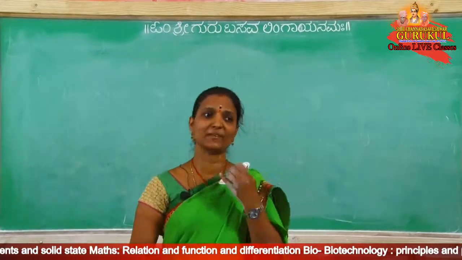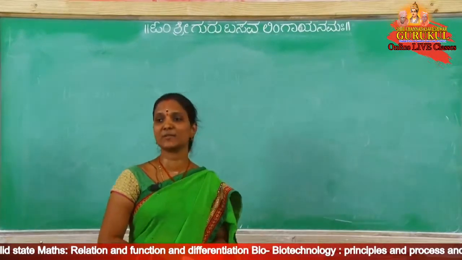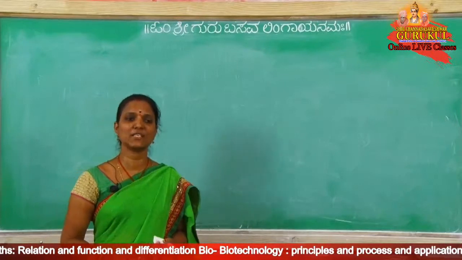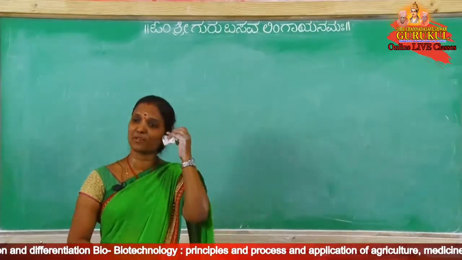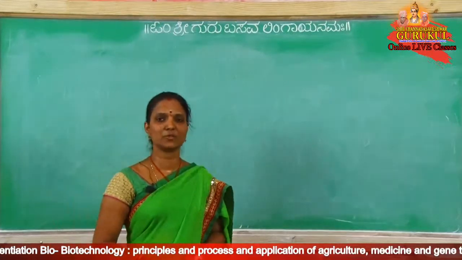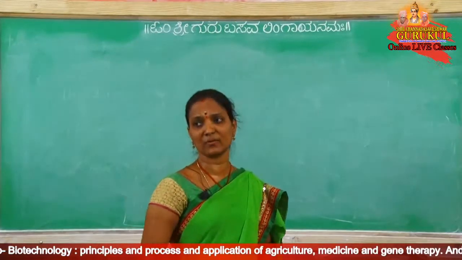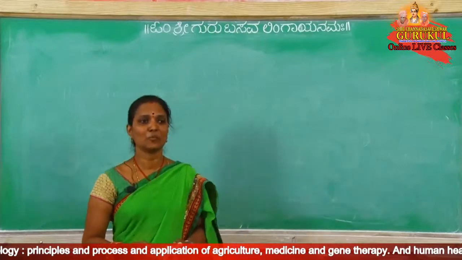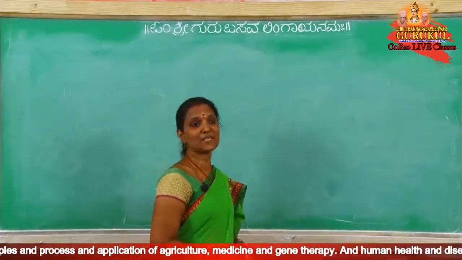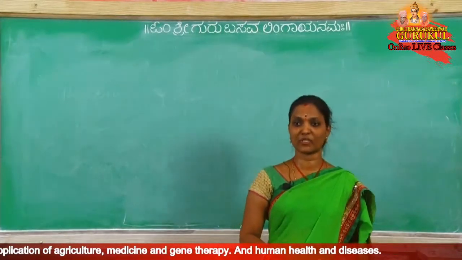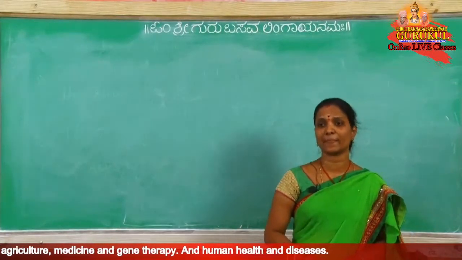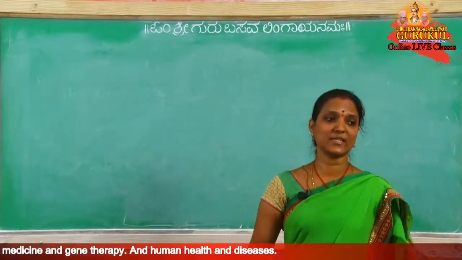Gold sol is prepared by the Bredig arc method and also by a reduction process. Is gold sol a negative sol or a positive sol? Gold sol is a negative sol. And are hydroxide sols negative or positive? Hydroxide sols are positive sols. Sulfide sols are prepared by double decomposition, oxidation or reduction? Double decomposition. Sulfur sols are prepared by an oxidation process.